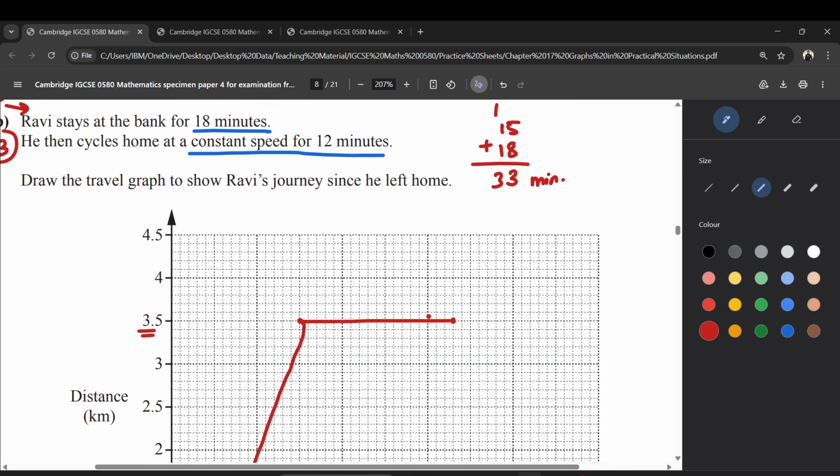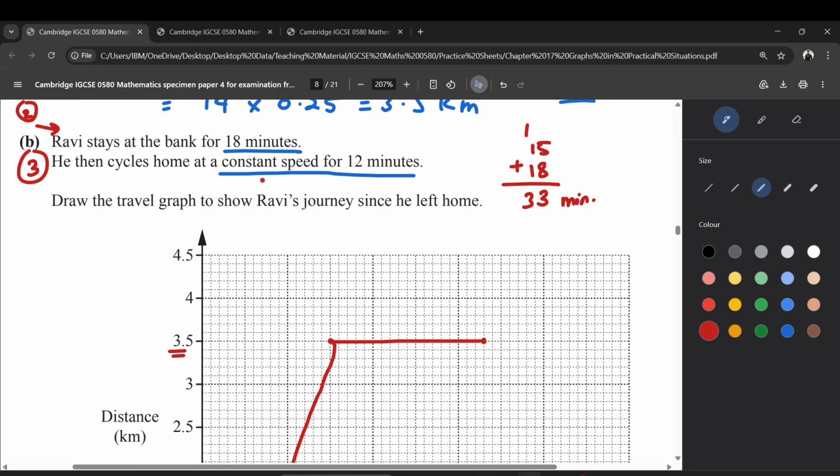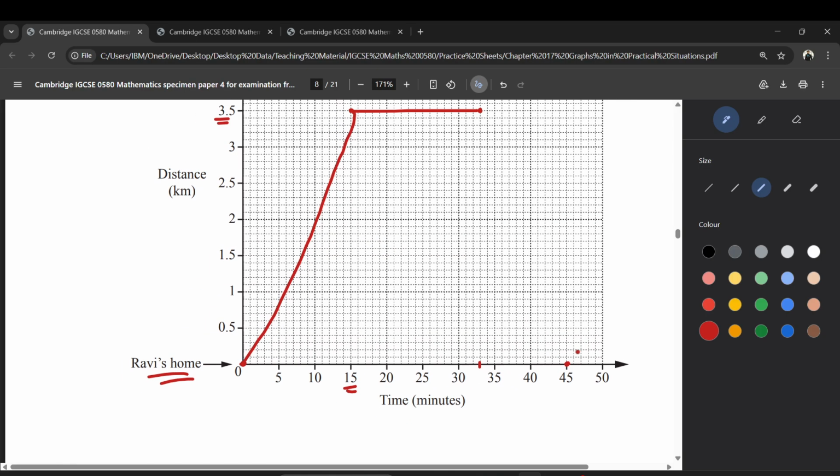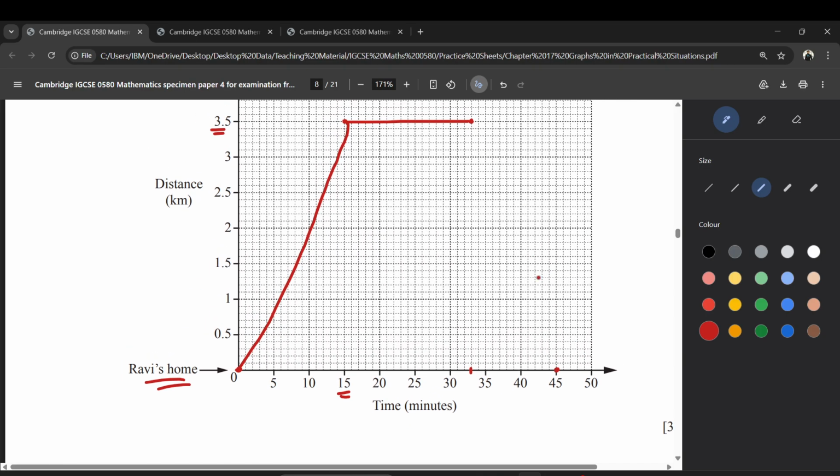All right, now the third part of the journey is he then cycles home at a constant speed for 12 minutes. Actually, we don't need to work anything out because he has already given us 12 minutes, right? So now we're going to add 12 minutes to 33 minutes, so that would give us the final time. So 33 plus 12 is 45. Okay, so that means that when my time is 45, he's going to reach home, isn't it? So it's going to be over here. So now I can just connect this to this point.